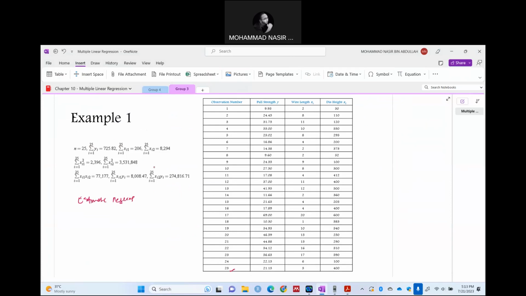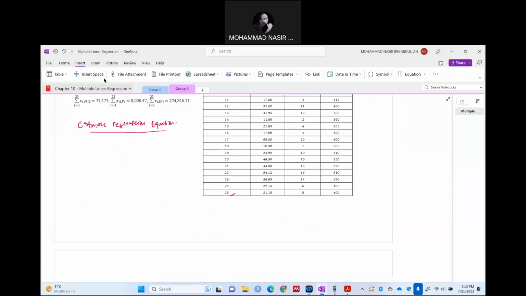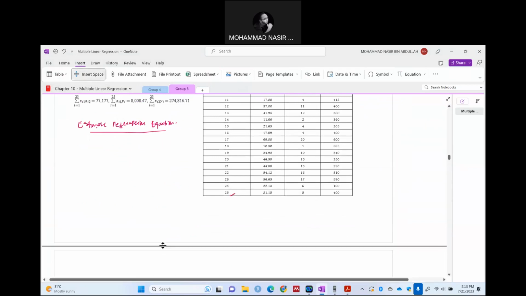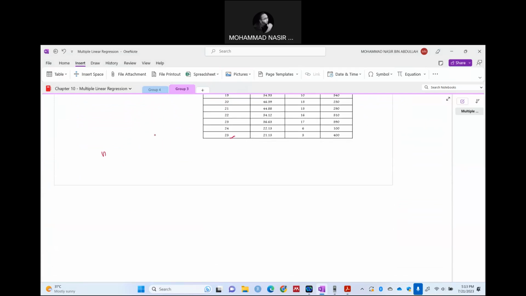the estimated regression equation. So this is the summary that we have. Basically, we have 9 summary measures. So by using the first method, we're going to use n beta naught plus summation of x1 beta 1 plus summation of x2 beta 2 equal to summation of y.